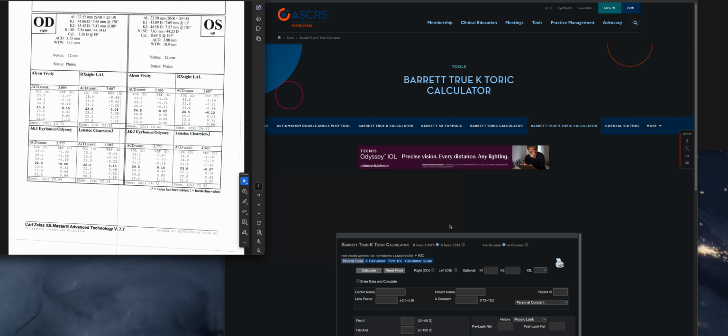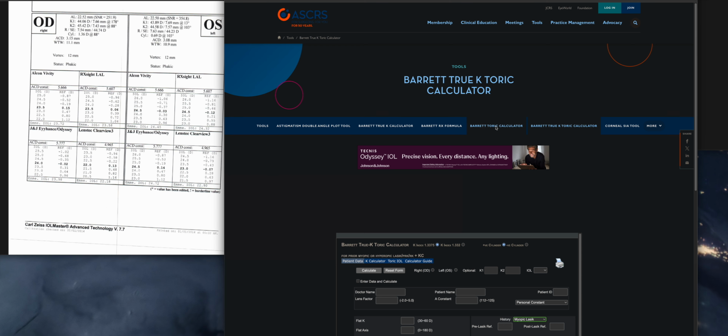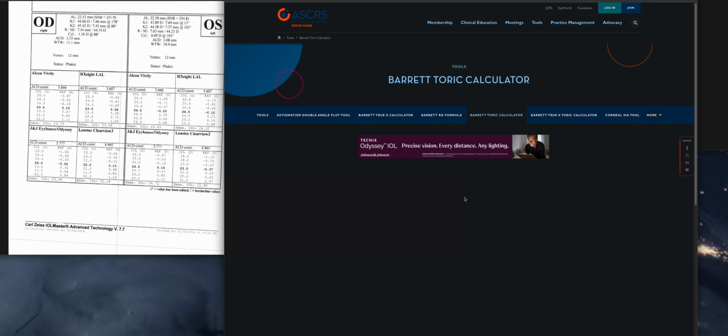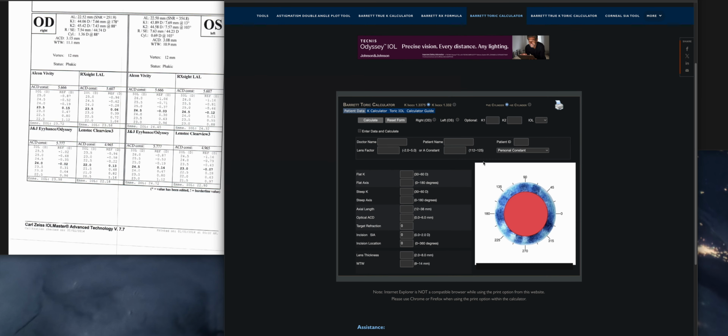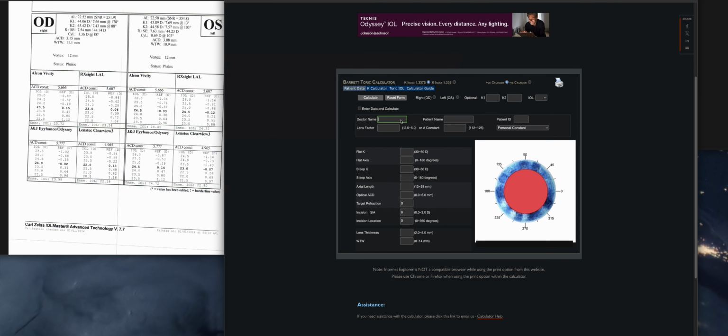We'll do this one. So this is a virgin cornea, so we're going to do the Barrett Toric Calculator for virgin corneas. Again, remember trifocal 0.3, 119.3 for the Odyssey. Again, just a mnemonic. No, the 0.3 is not anything to do with the trifocal, obviously.